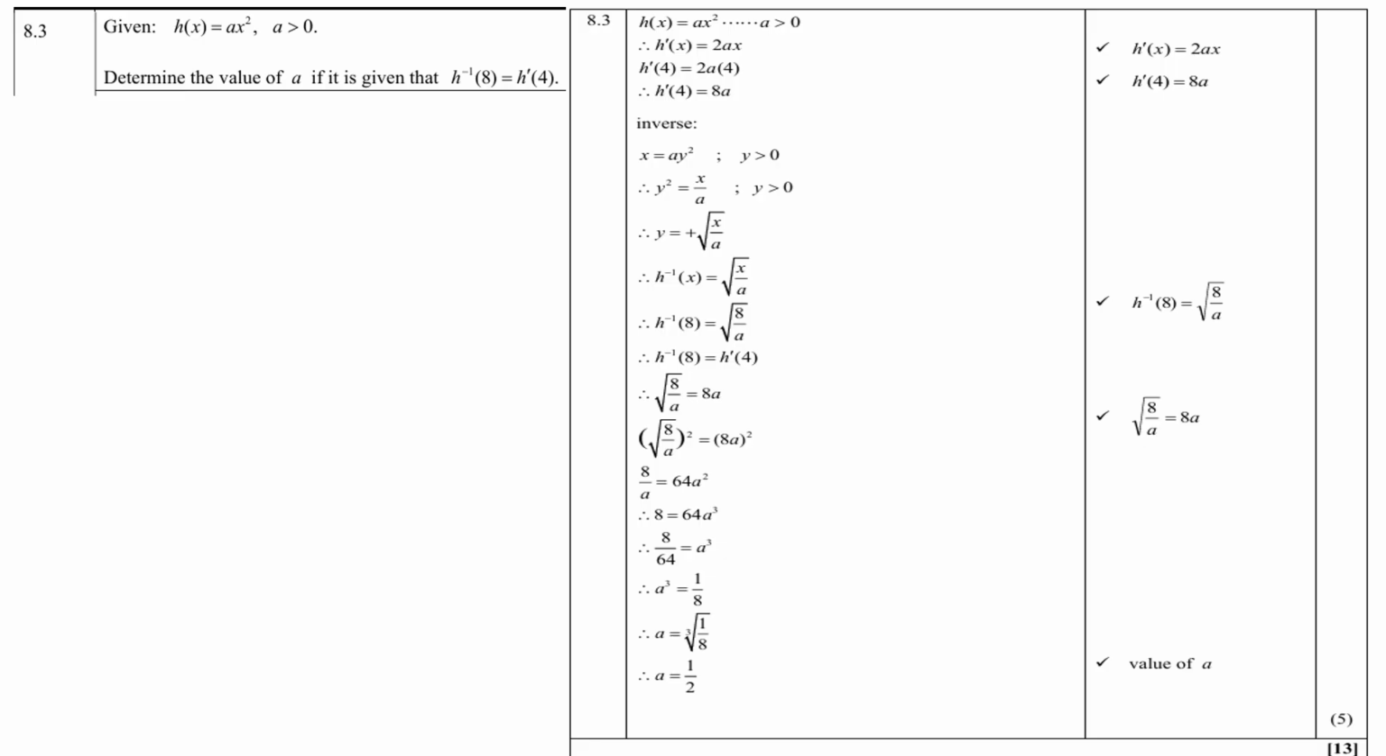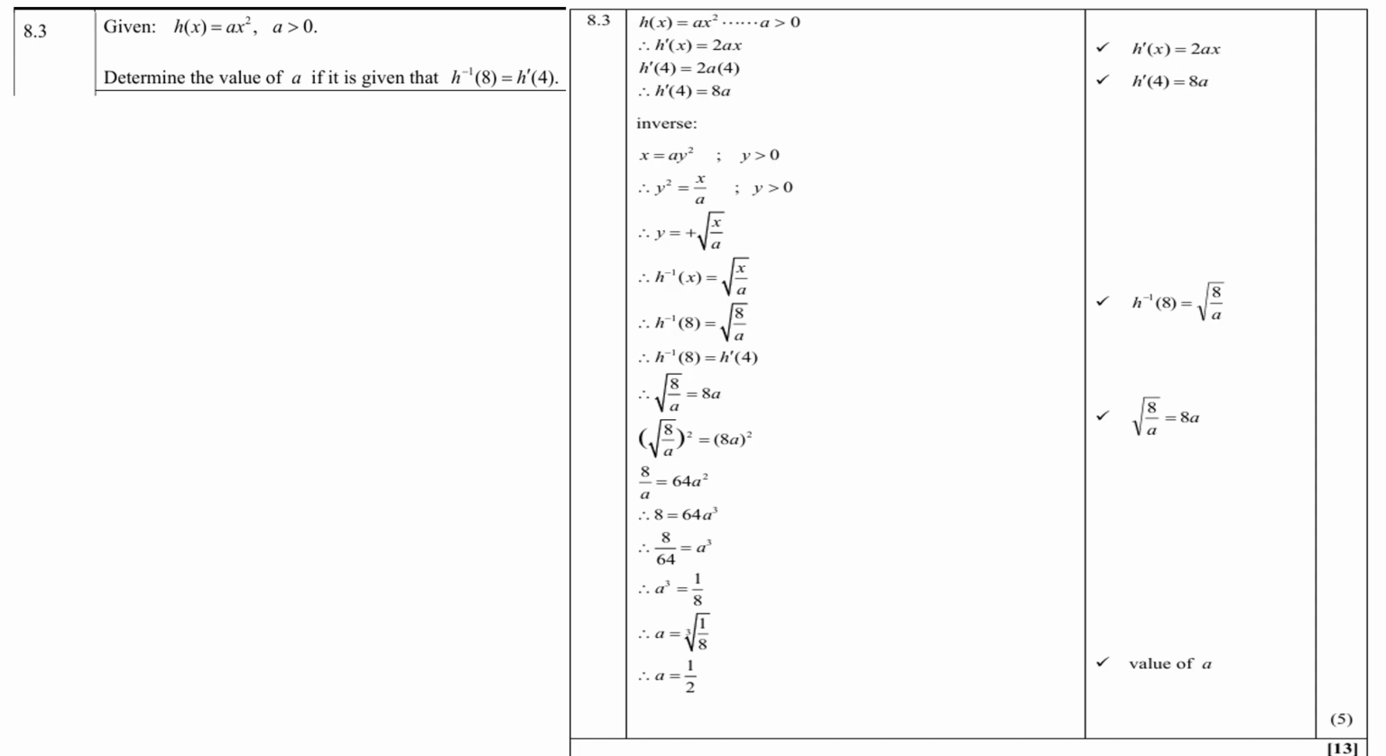So h of x is therefore ax squared, and we must now differentiate ax squared. You remember the rules? So it's 2 times a and subtract 1 from the 2. So it's 2ax. Then the derivative of h at 4, replace x with 4, and you get the derivative of h at 4 is then 8a. So we have that first equation now.